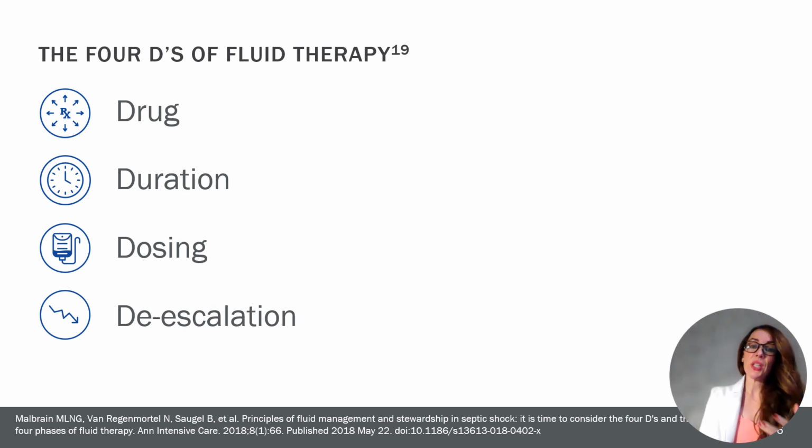Dosing. Precision is vital, and it's achievable using dynamic assessments, and we're going to talk a little bit about that today. Too much or too little fluid has consequences. We're aware of that, and we're going to dive into the parameters we can use at the bedside to maybe tighten up our fluid administration and help it be more precise. Duration: therapy should be discontinued when hemodynamic stability is achieved, and de-escalation, stopping or adjusting therapy, is as critical as starting it.